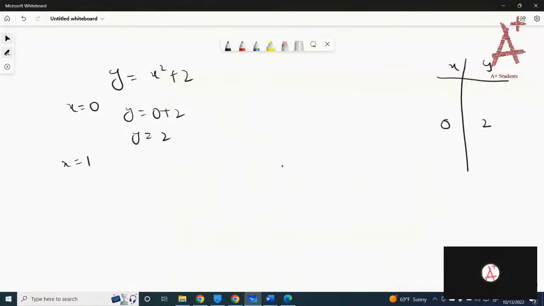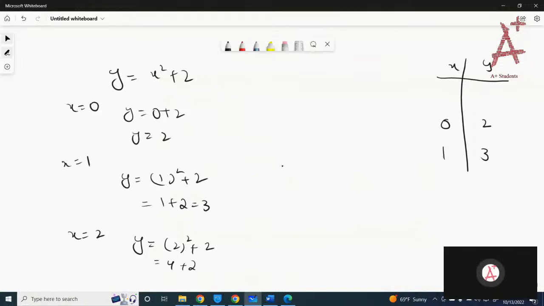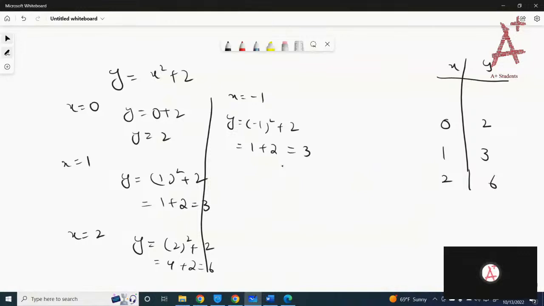When x is 1, y equals 1 squared plus 2. 1 squared is 1, and 1 plus 2 is 3. When x is 2, y equals 2 squared plus 2. 2 squared is 4, and 4 plus 2 is 6. That means when x equals 2, y is 6. Okay, let's put some negative values. When x equals negative 1, y equals negative 1 squared plus 2, which is again 1 plus 2, which is 3. That means when x equals negative 1, y is 3.